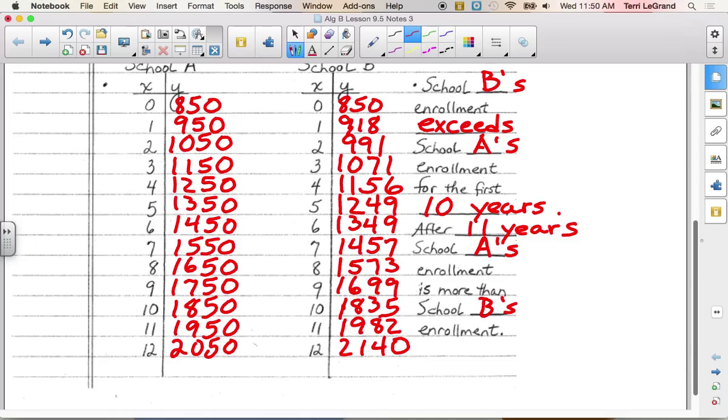So we compared their enrollment. They actually started with the same amount, but then school B's enrollment took over, exceeding school A's for the first 10 years. And then starting at 11 years or after 11 years, school A's enrollment climbed faster.